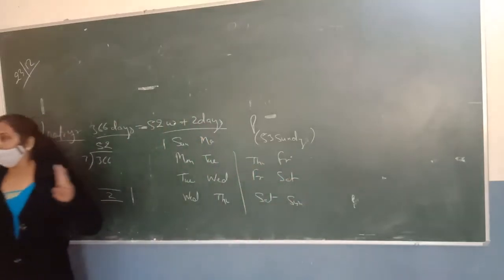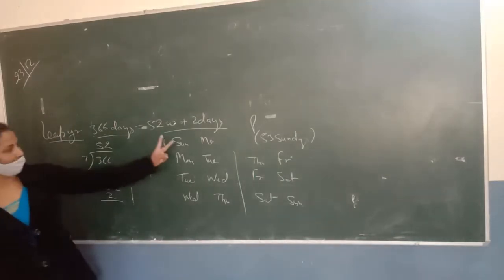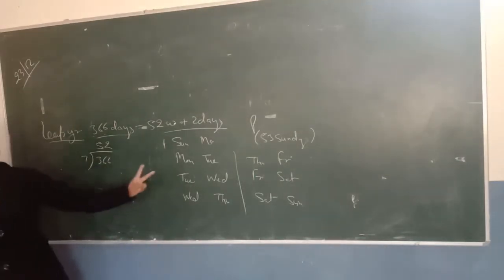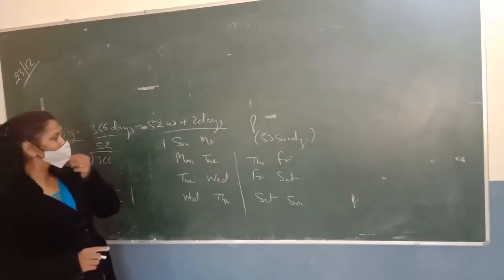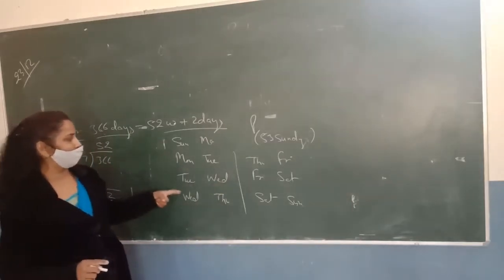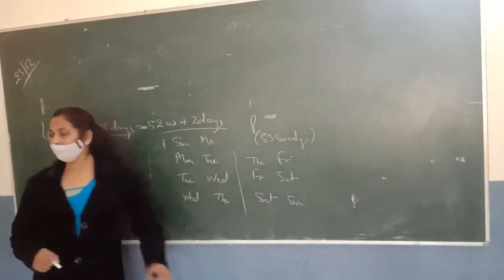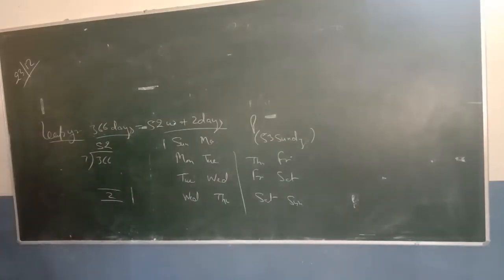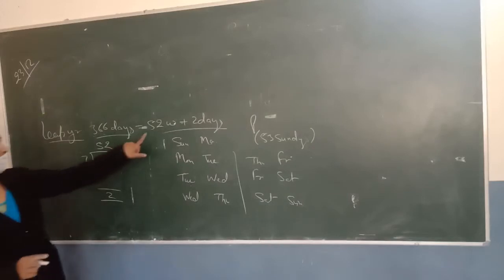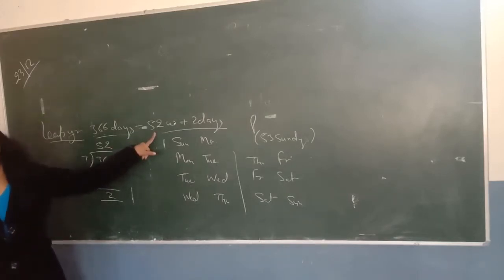So these 2 days can be any pair. How many outcomes are there? There are 7: 1, 2, 3, 4, 5, 6, 7. These are total 7 outcomes. If you want to find the probability of getting 53 Sundays, we know that 52 Sundays are exactly there, there should be 52 Sundays.